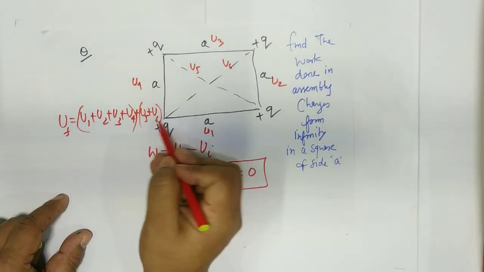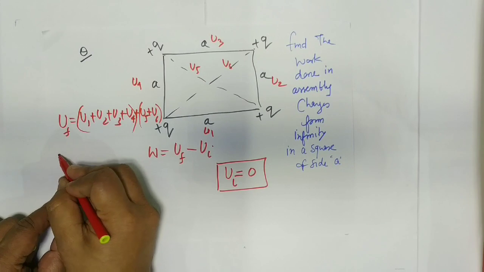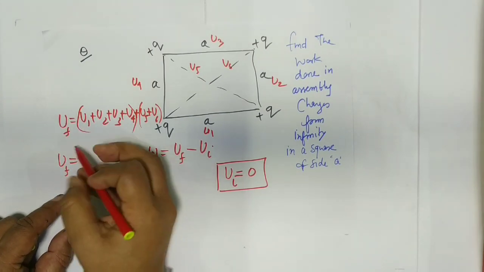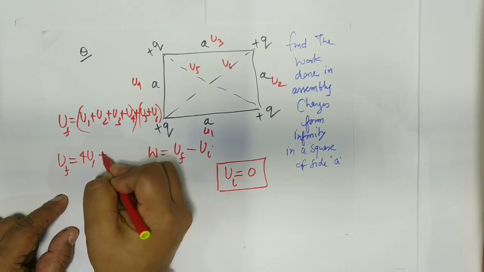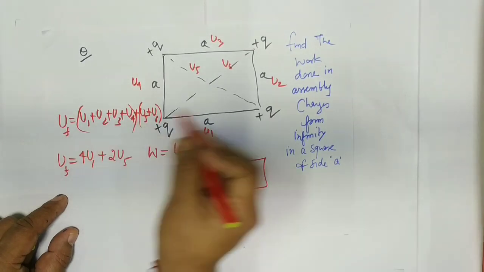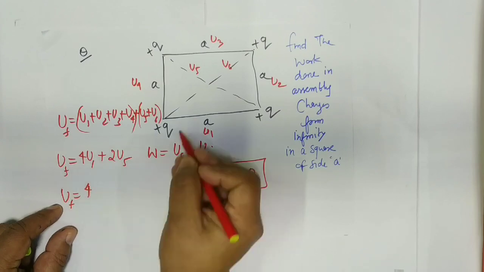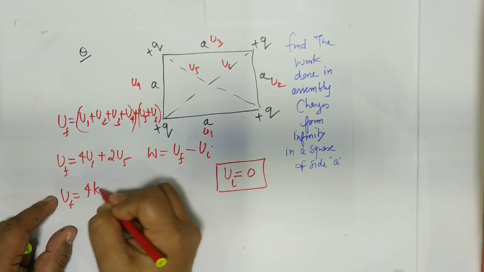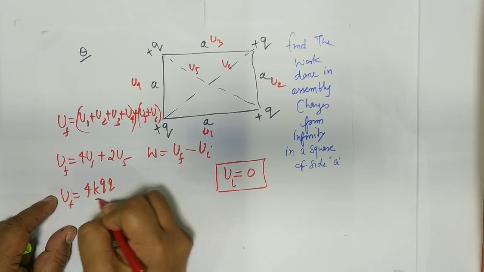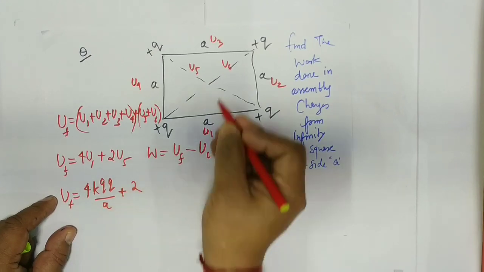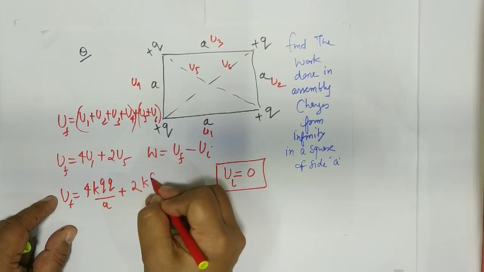And all four are same and all these two are same. So final potential energy will be 4 times U1 and 2 times U5. All four are same. How? See here, 4 U1 is kq into q by a, plus 2 U5. U5 is kq into q.